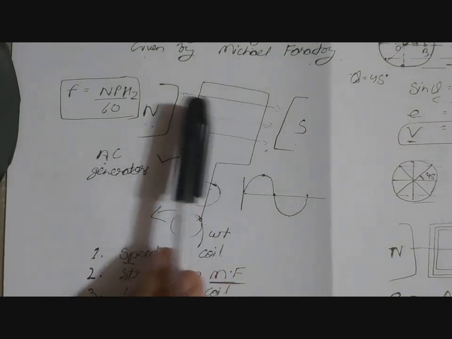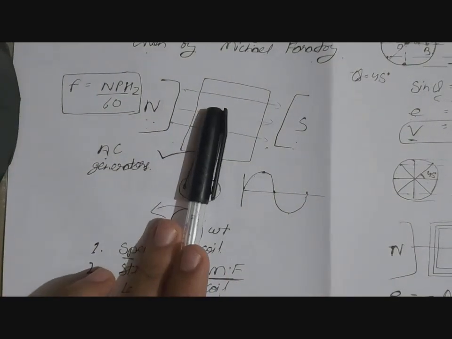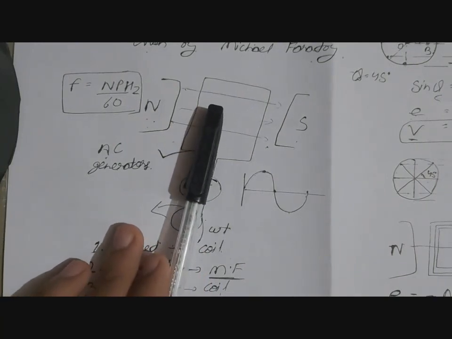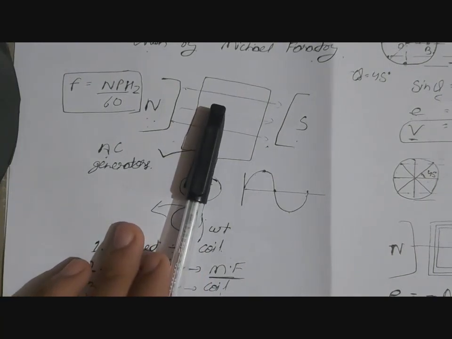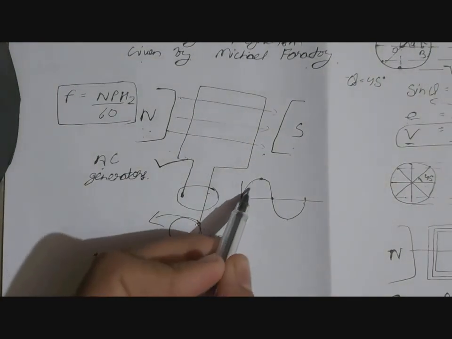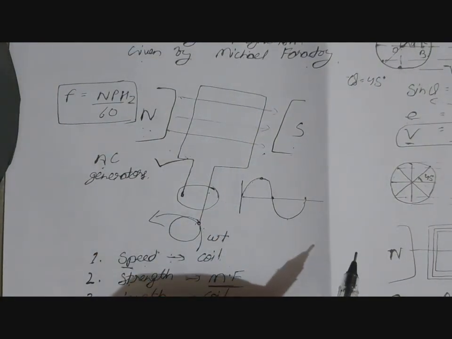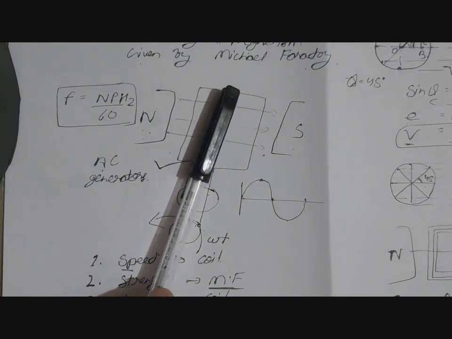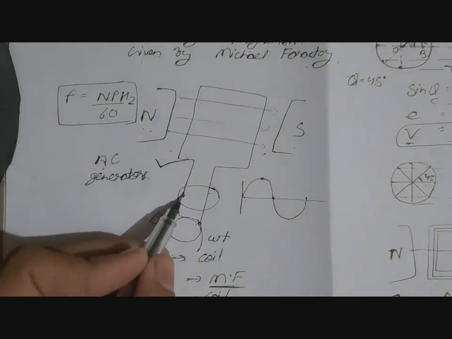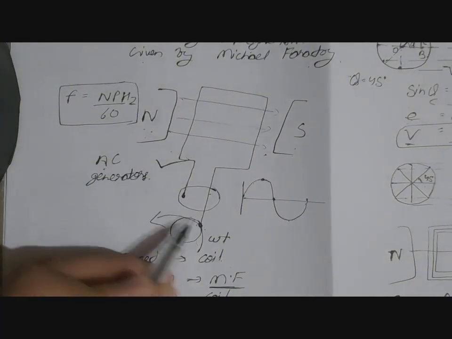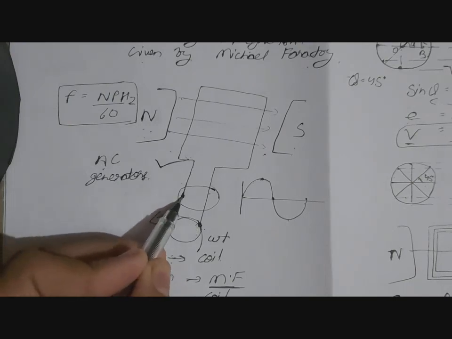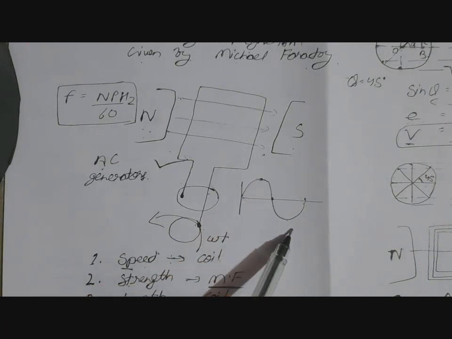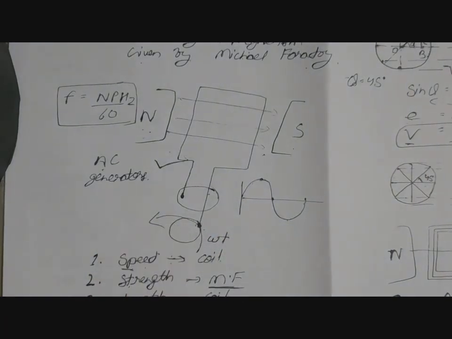Suppose the direction of the coil is this, and when its direction is perpendicular to the flux passing through it, then the current reaches its maximum value. After that, when its direction changes, the ends become oppositely polarized, and then the direction of current changes. So this is the working of AC generators.